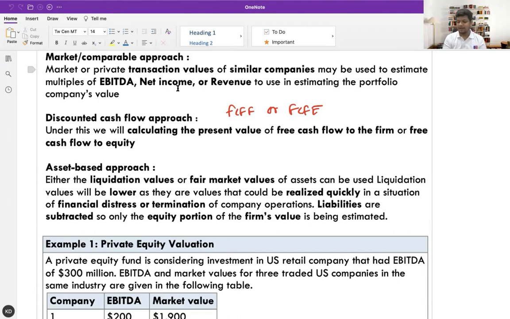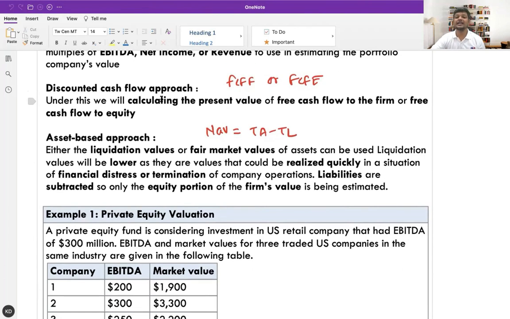An asset-based valuation approach is nothing but the NAV approach, which is total assets minus total liabilities. Total assets are based on market value. So here, either the liquidation value or the fair market value will be used. If your company is shutting down, take the liquidation value. If the company is not shutting down, take the fair market value. So I'll repeat, either the liquidation values or fair market values of assets can be used. In liquidation, liquidation values will be lower.